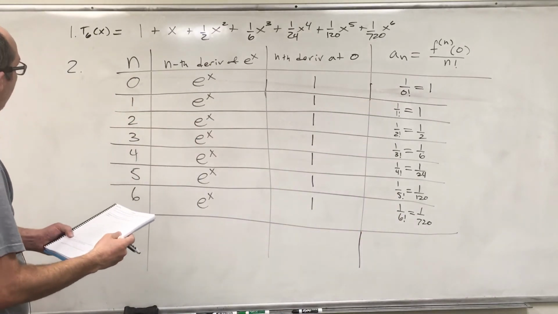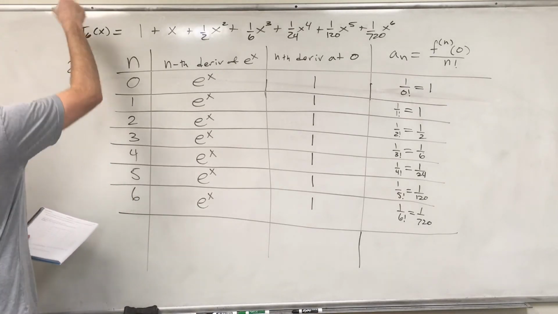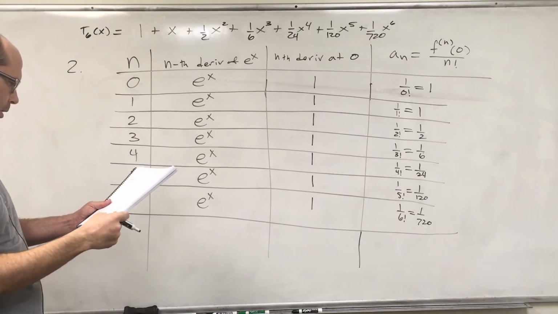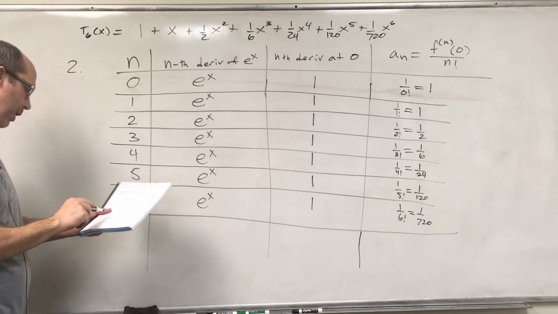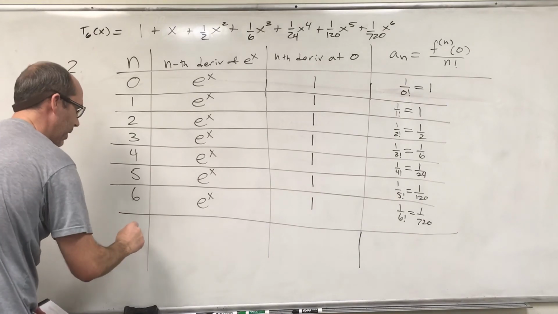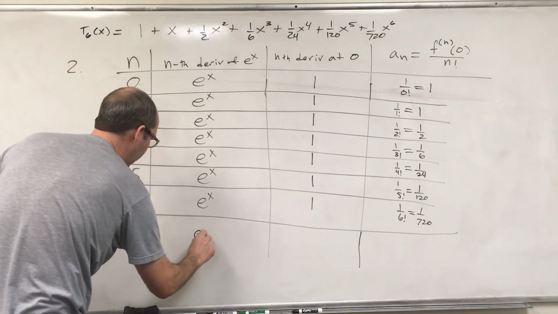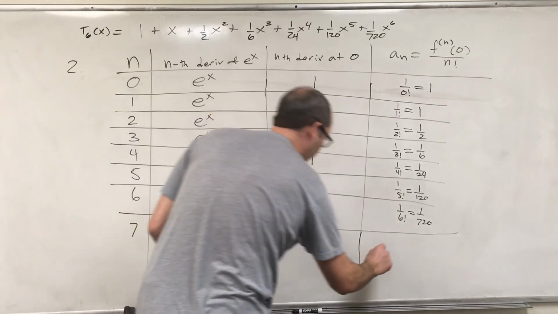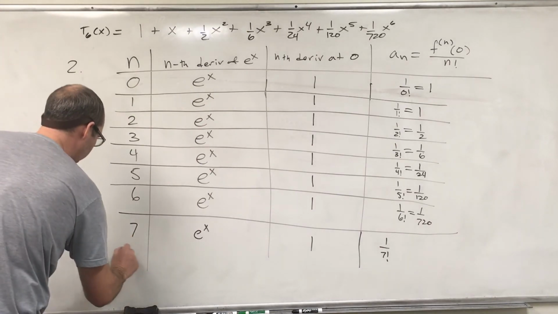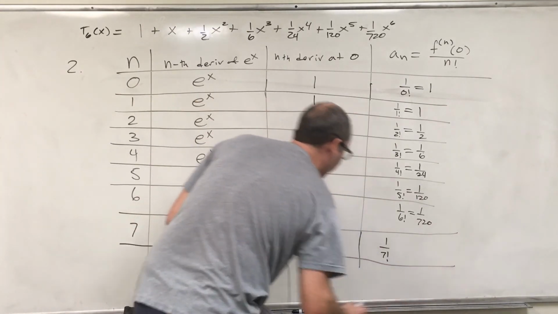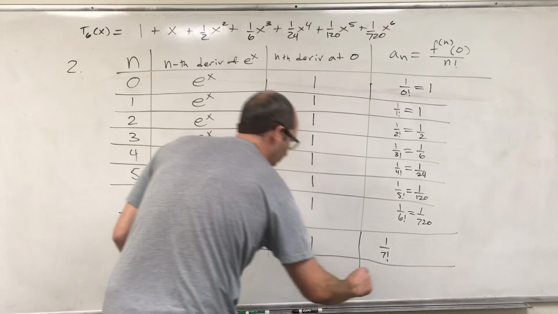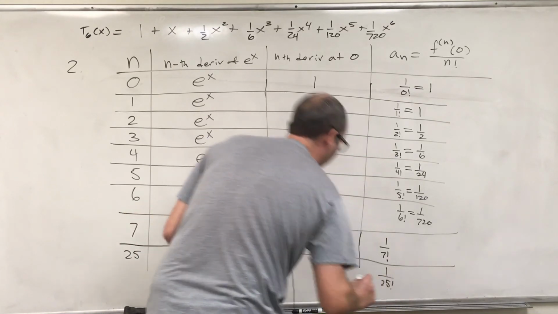So at the end of problem 2, it has this here. If you wrote your answers for a_n using factorial notation, you should see a clear pattern. So let's see, what is a7? For e to the x you'd have 1 over 7 factorial. How about a25? What do you guys think? You'd have 1 over 25 factorial.